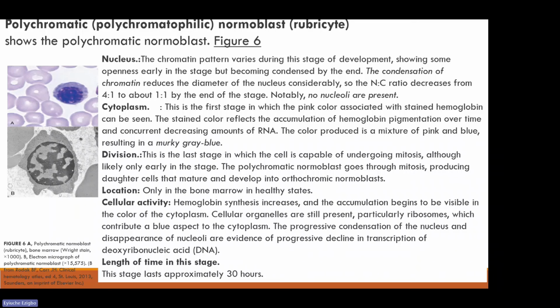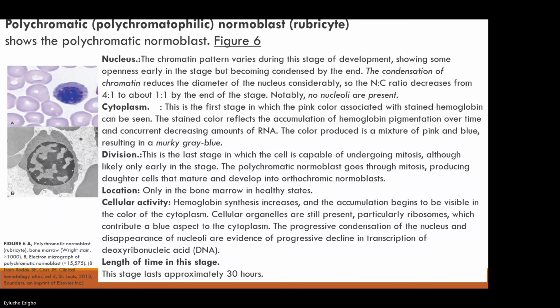Why are we emphasizing healthy state? Because in some leukemias, where there is abnormal production of red blood cells, immature cells can leave the bone marrow and appear in the peripheral blood. These stages are not occurring in healthy individuals. That is why we are emphasizing that in a healthy state they are supposed to be seen only in the bone marrow.